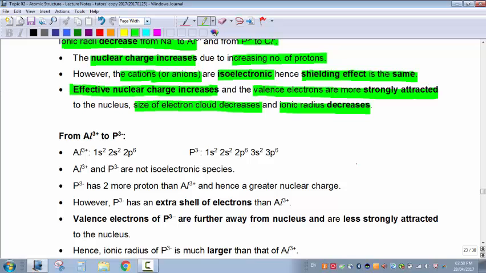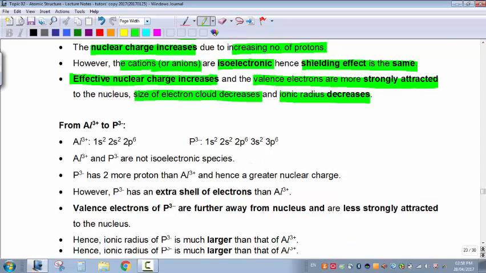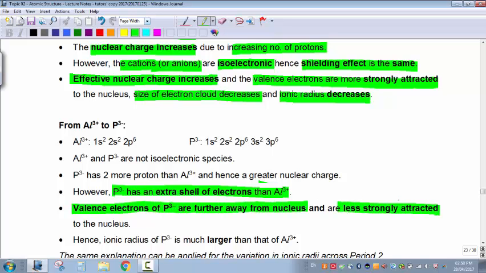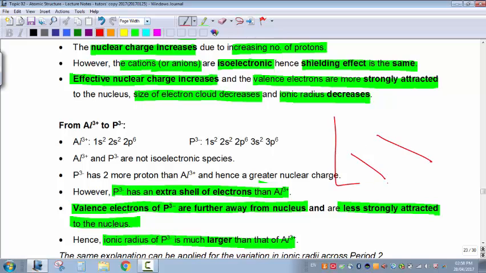But from Al3+ to P3-, as we mentioned just now, P3- has an extra shell of electrons, hence you realize that the line is not continuous. The valence electrons of the P are further away from the nucleus and less strongly attracted. And the ionic radius of P3- is much larger than that of Al3+. That's why it's two discrete lines.